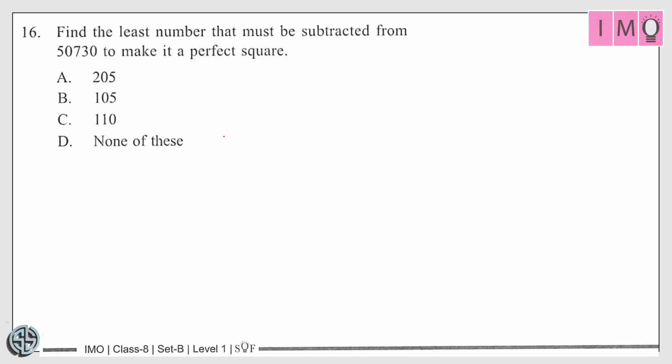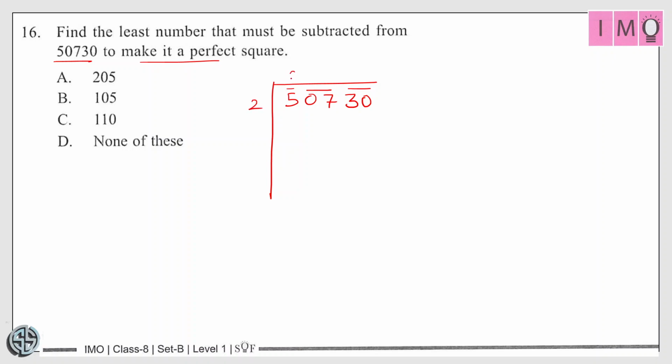This is the first question. Just read it out: find the least number that must be subtracted from this to make it a perfect square. It means what number you will subtract from this so that it becomes a perfect square. So first find the square root of this number, 50730. We have to make pairs of digits from the right.